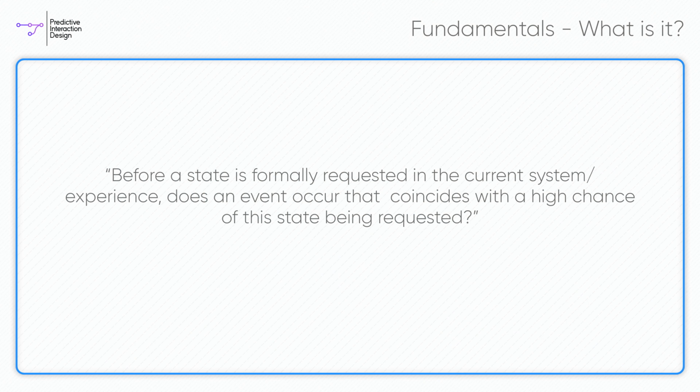So previously, we've asked the question, before a state is formally requested in the current system or experience, does an event occur that coincides with a high chance of this state being requested? Now, the way to identify this event is to analyze the user journey leading up to the interaction and seeing if there's any certain action that they take that we can measure. But let's have a look at actually looking at that user journey.